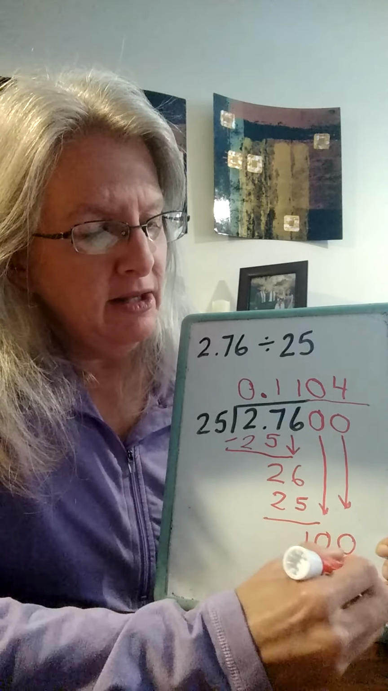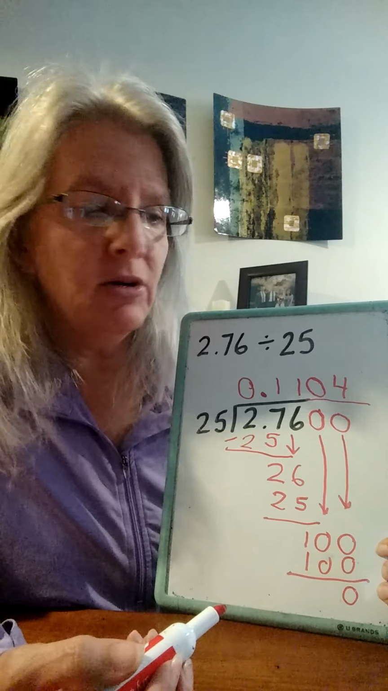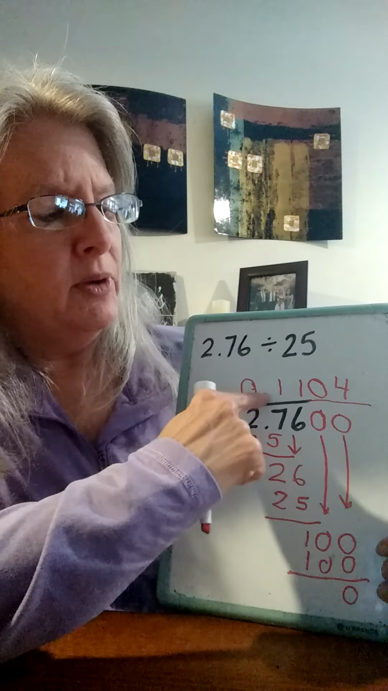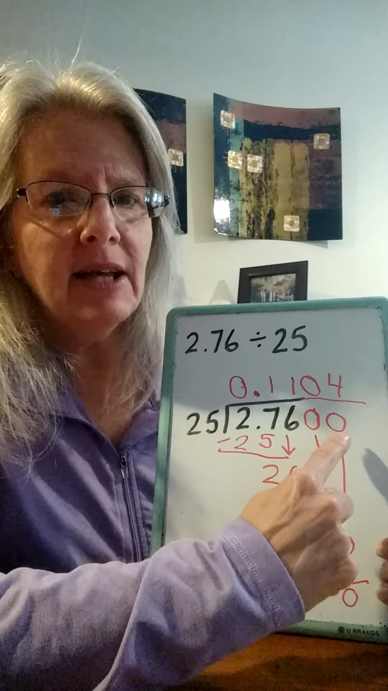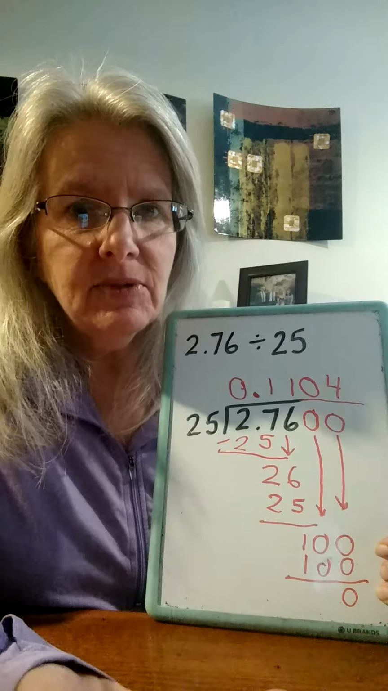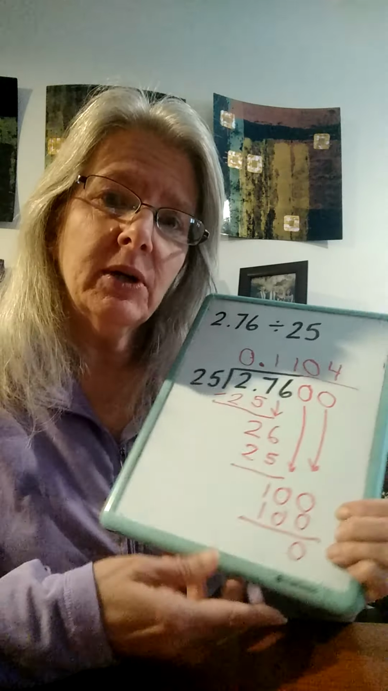And so now, finally, we're done with our problem. We have no remainder. So our answer is 0.1104. We had to add a lot of zeros that time. You won't always have to add zeros when you divide by decimals, but sometimes you will.